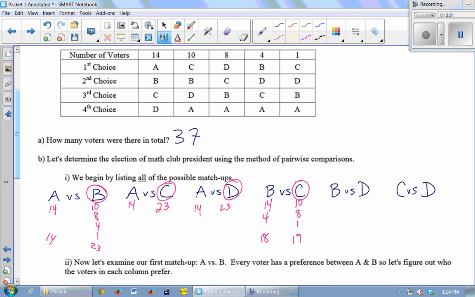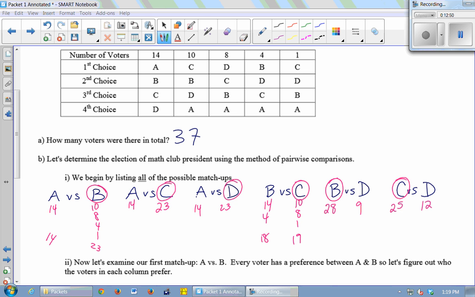Okay. All right, you guys do B versus D and C versus D. Compare with each other. Make sure you can figure out the matchups. What do you get for the total for B? How many voters would prefer B? 28. And that means D would get 9, so B wins that matchup. And then C versus D, what do you come up with? 25 for C, 12 for D. Everyone agrees? 25 to 12. Okay, so C wins that one.